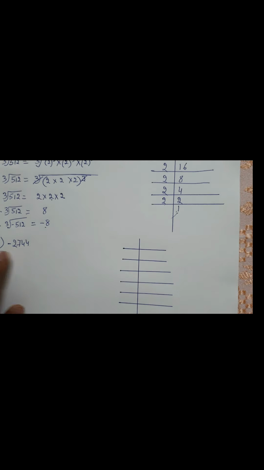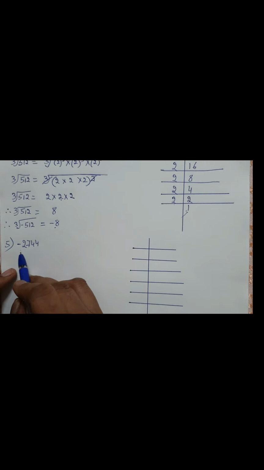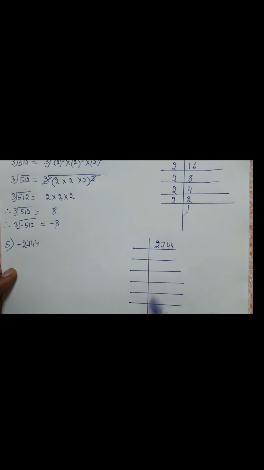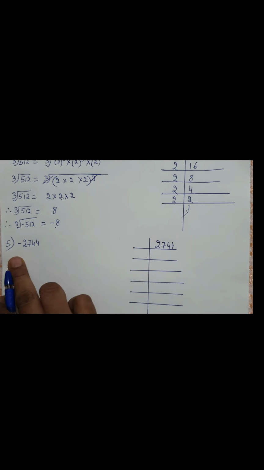Okay, now we will put this. Without putting the negative sign, we will put this number inside: 2744. Minus will come at the end of the sum. Okay.